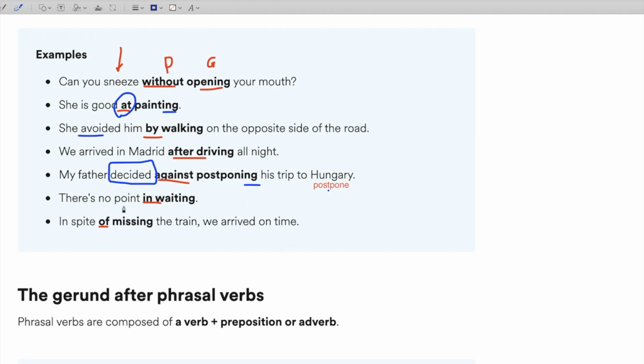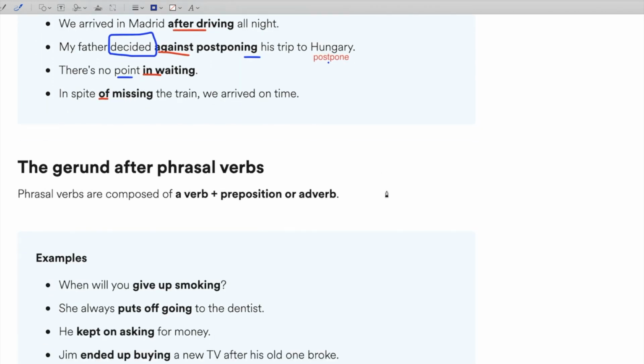Now here, there is no point, there is no reason in waiting. There's no point in waiting for 2 hours at a restaurant. You can order delivery, right? Okay. In spite of means despite. So in spite of missing the train, we arrived on time. So even though we missed the train, we were still on time for the party or for the event, right?